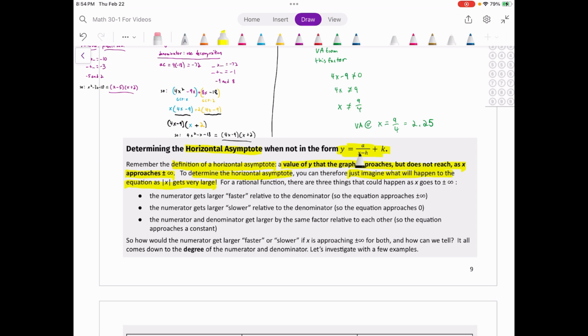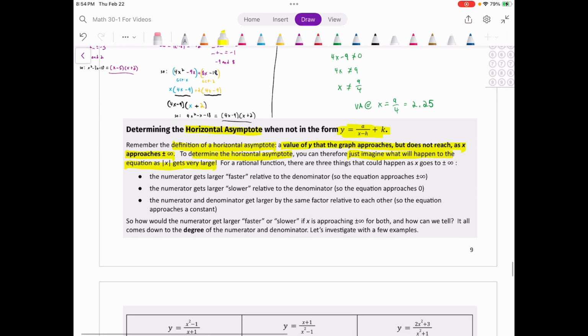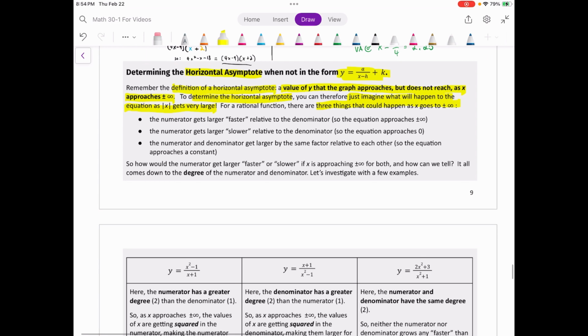As x goes to infinity, this part approaches 0. So y is approaching 0 plus k, or k, right? And that's why the horizontal asymptote is at y equals k for those ones. But when they don't look like that, we still apply the same thinking. So for a rational function, there's basically three things that could happen as x goes to plus or minus infinity.